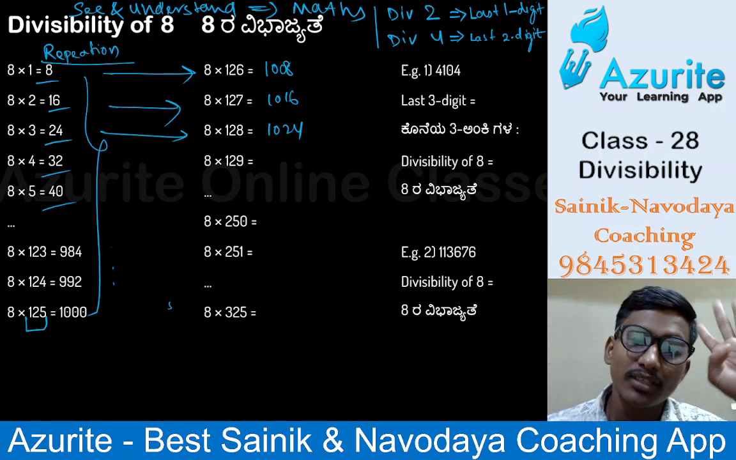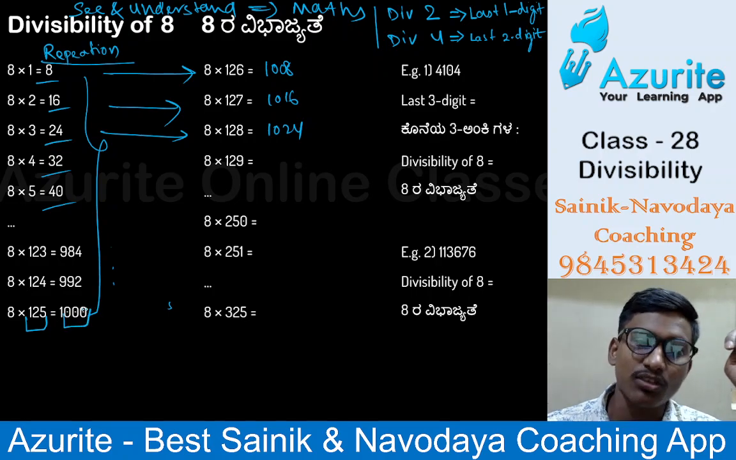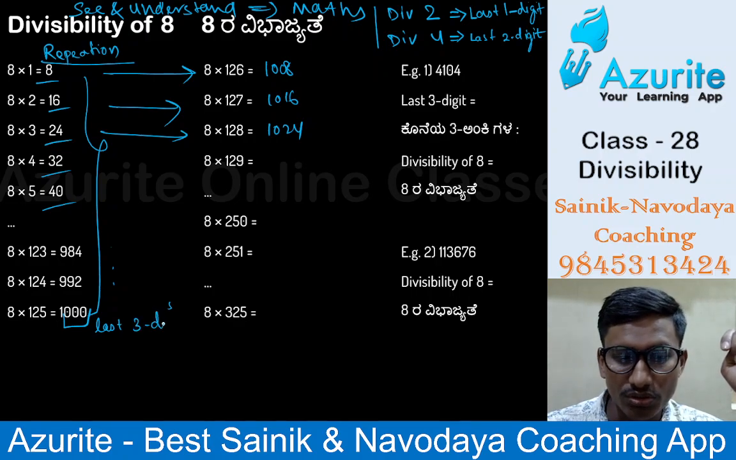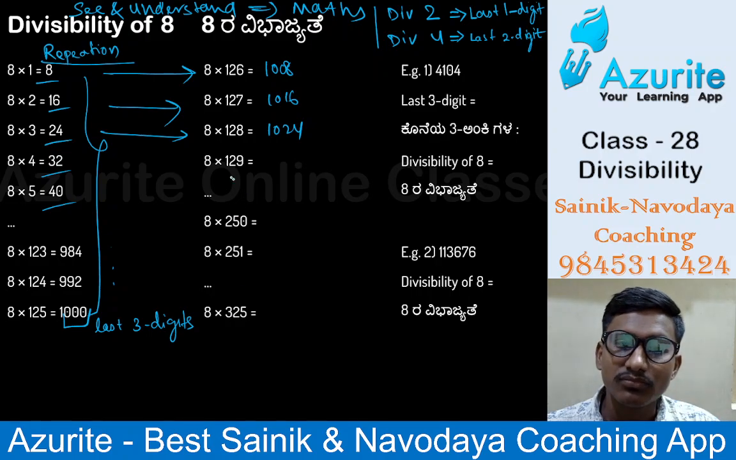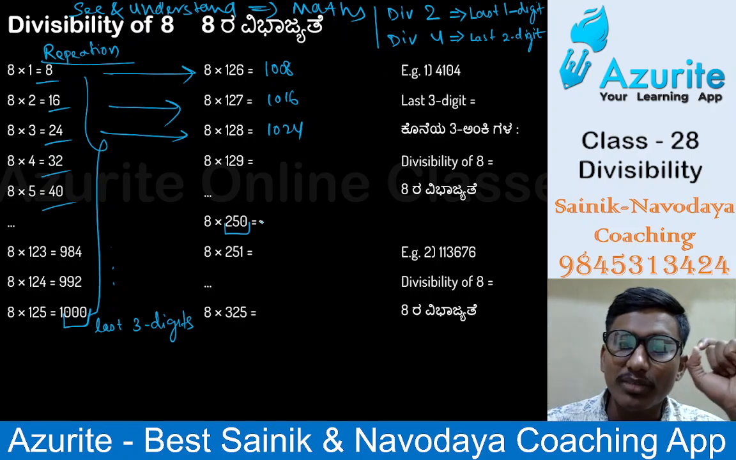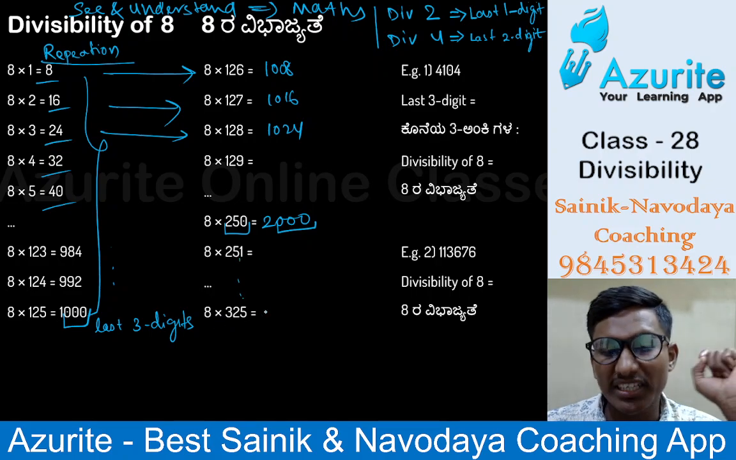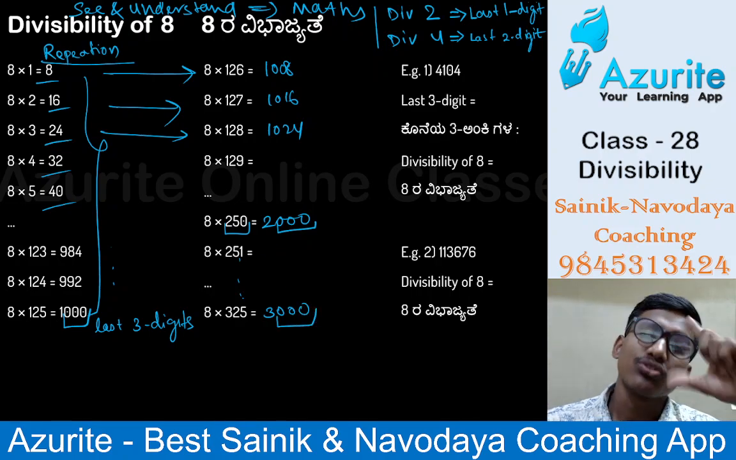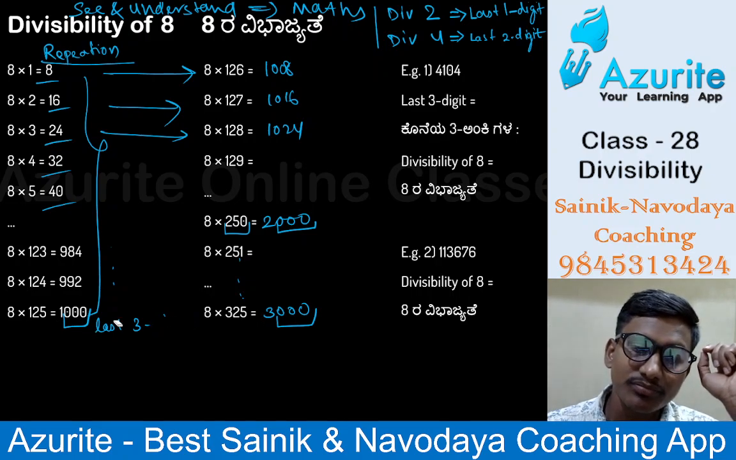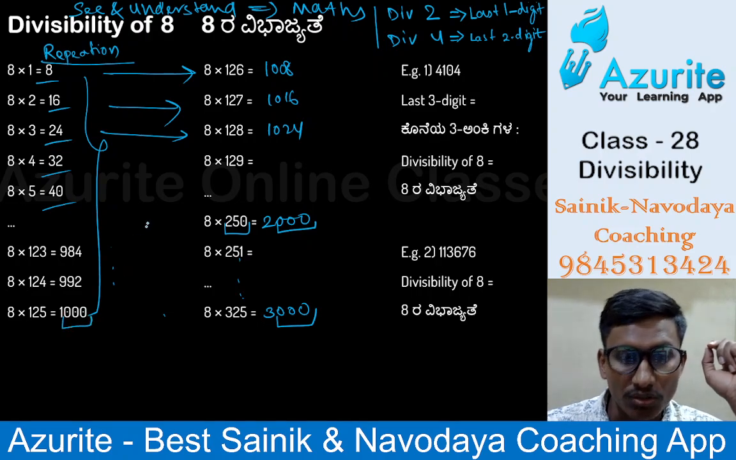So after how many digits? That is thousands, so we have to check the last 3 digits. If you take 8 two-fiftys, it will be 2000. Then again it will be 3 digits. If you go on multiplying, 8 three twenty-fives is 3000, again last 3 digits. So how many digits do we have to check? We have to check the last 3 digits.